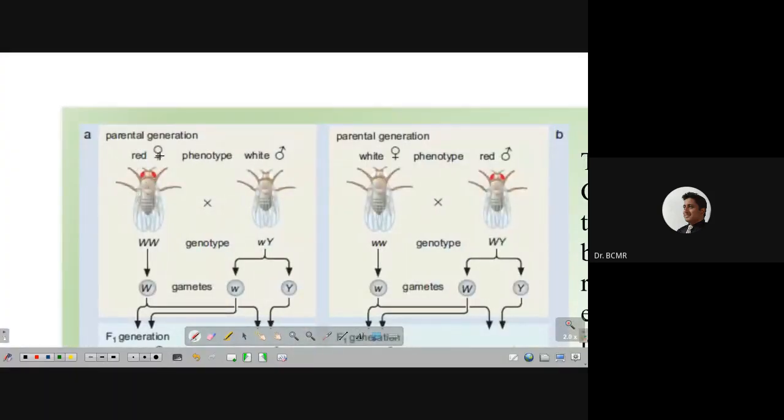So here is a female. This symbol, I think you know it. It is for female, and this represents male, right? And then the female has, there are two things in this particular diagram. What we are going to see is whether there are two things. That is, one is sex of the individual and the eye color.